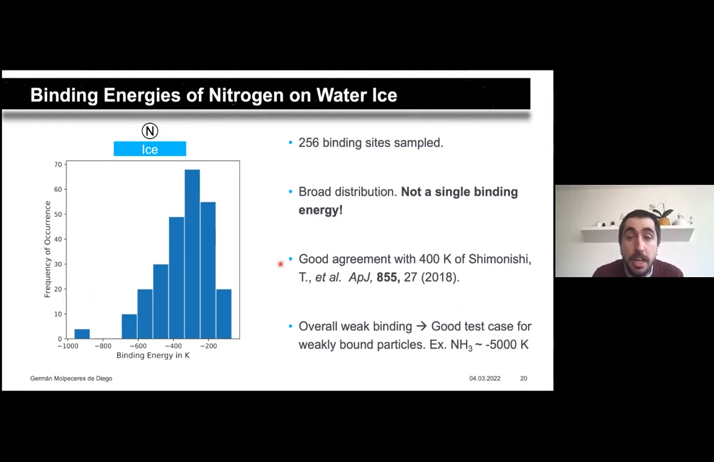Our results are in good agreement with the results of the average value obtained in the literature, showing that the nitrogen overall interacts very, very weakly with the surface. As for example, the ammonia molecule binds with the ice with energies that are an order of magnitude higher than in the case of the nitrogen atom. This overall weak binding makes nitrogen a good test case for what happens in other weakly bound particles.